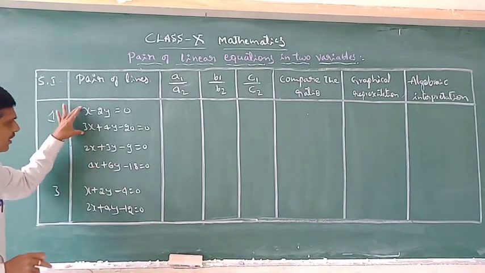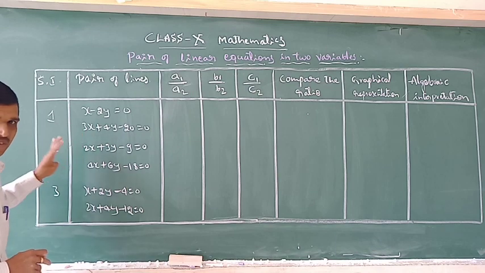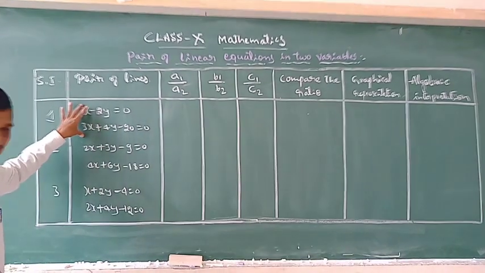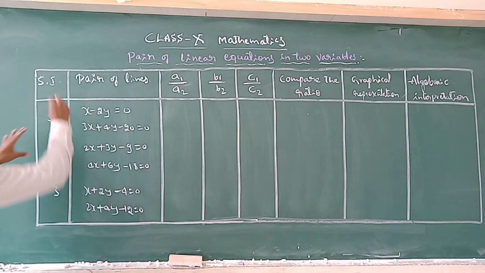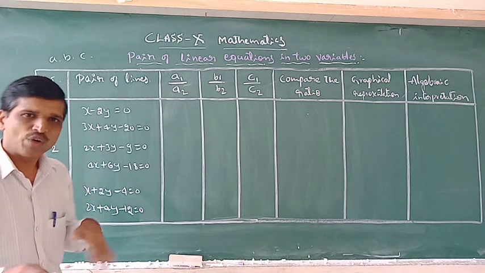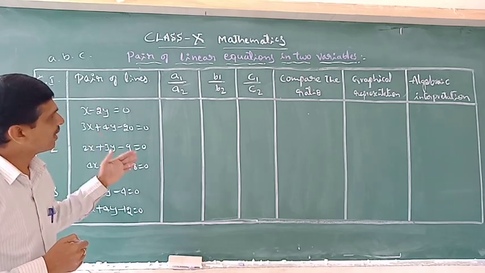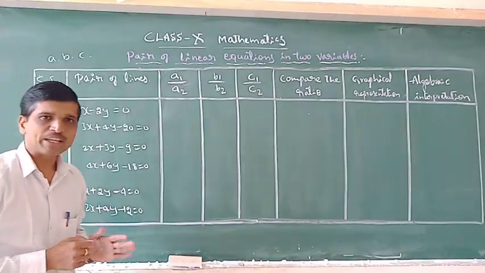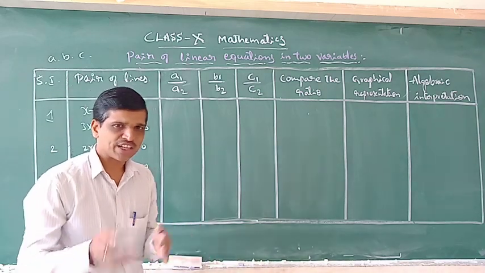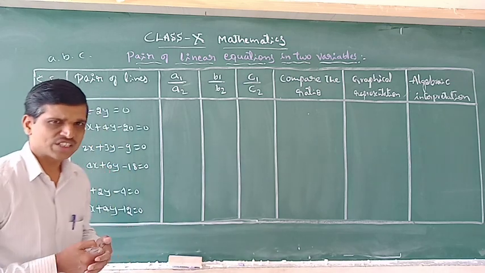For example, here I have written three examples from the textbook. Otherwise you can take any examples also, but represent them neatly. Consider a, b, c as coefficients of a pair of linear equations containing the variables x and y. a and b are the coefficients of x and y. What about c? c is any constant or real number.